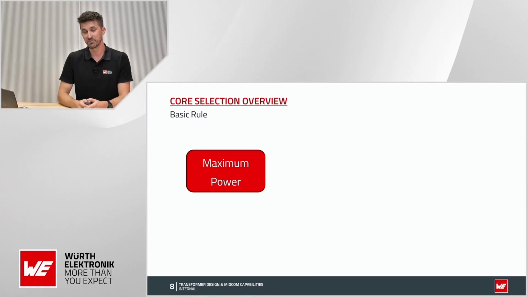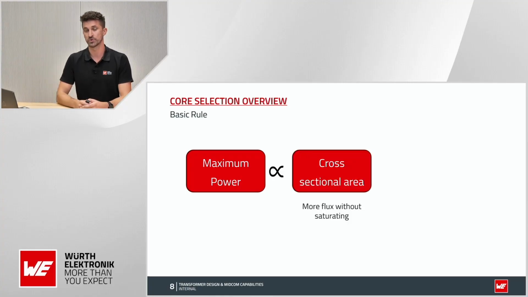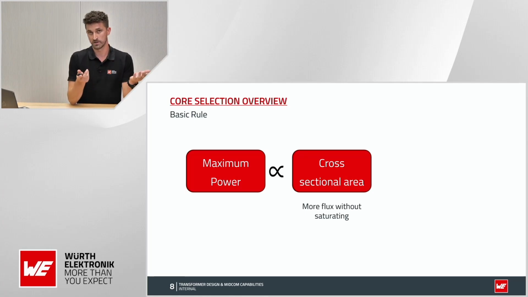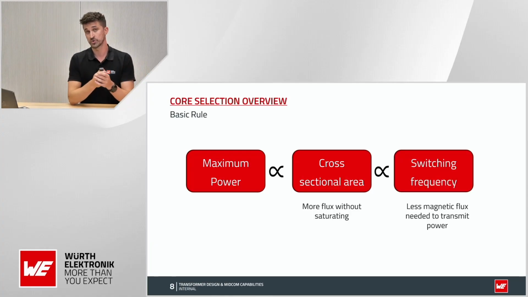I will not go into the depths of electromagnetism. I assume most of you already saw those laws enough in university, but as a basic rule, the core is selected depending on the power requirement. In general, the maximum power of the core is directly proportional to the cross-sectional area. So it means that the bigger the cross-sectional area, the more flux can be present in the part without saturating it. But this is also proportional to the switching frequency, because the higher the switching frequency, the less magnetic flux is needed to transmit the power.